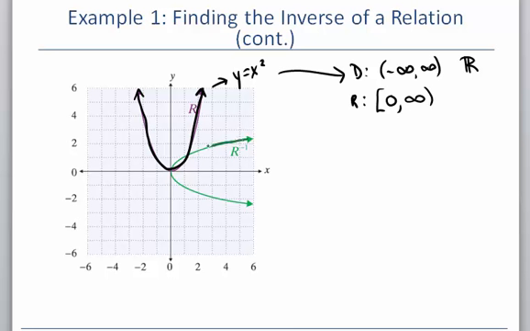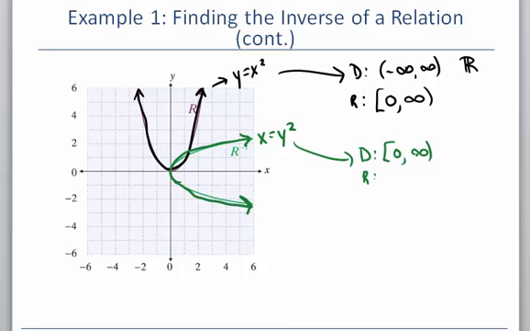Now, this graph is the graph of the inverse relation. So this is the graph of x is equal to y squared. And so let's talk about the domain and the range for that one. So the domain, it starts at 0. We have nothing over here for our graph. So starting at 0, and the arrows indicate that it continues all the way to the right. So 0 to infinity. And then what about the range?